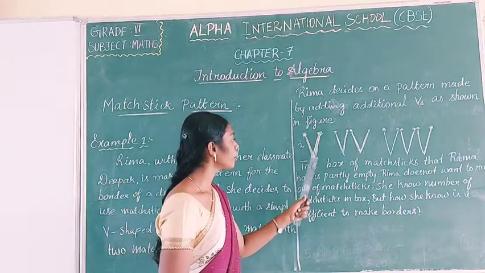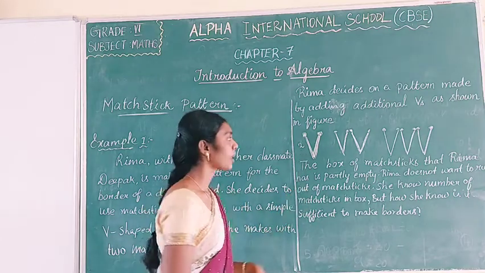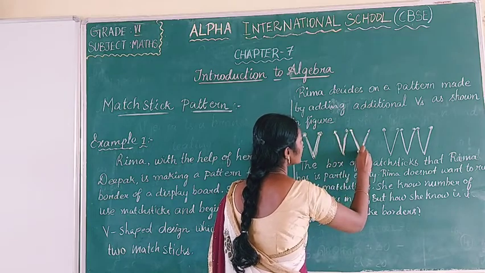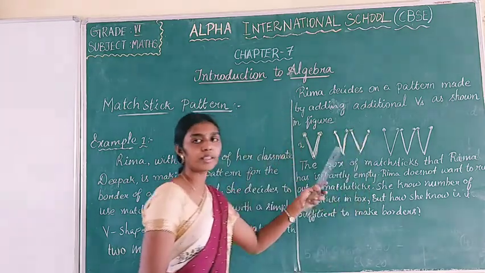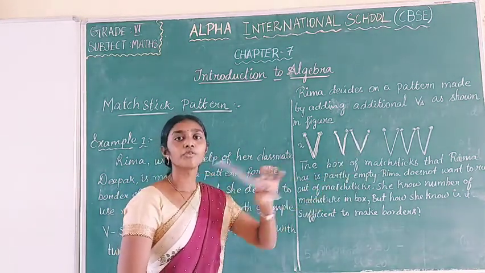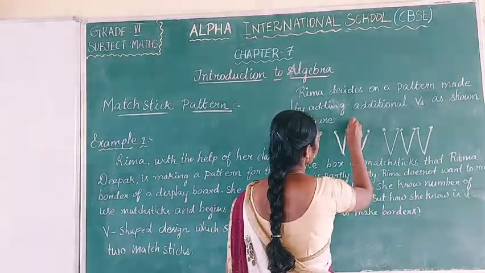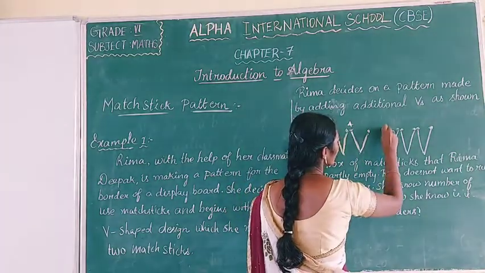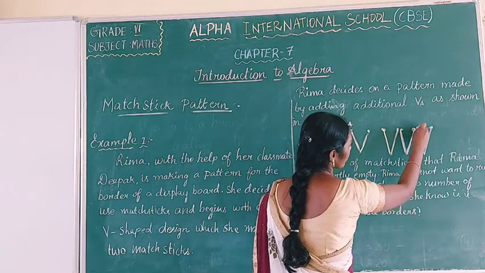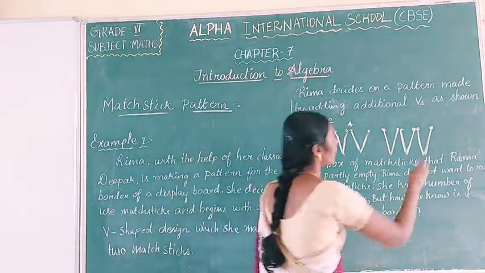For example, see here, for making one V, how many sticks are required? 2 sticks are required. Here there are two V's. This is one V and this is another V. So how many matchsticks are required here? 1, 2, 3, 4. So totally 4 matchsticks are used to make 2 V's. To make 3 V's, see, 1, 2, 3, 4, 5, 6. So totally 6 matchsticks are used to make 3 V's.